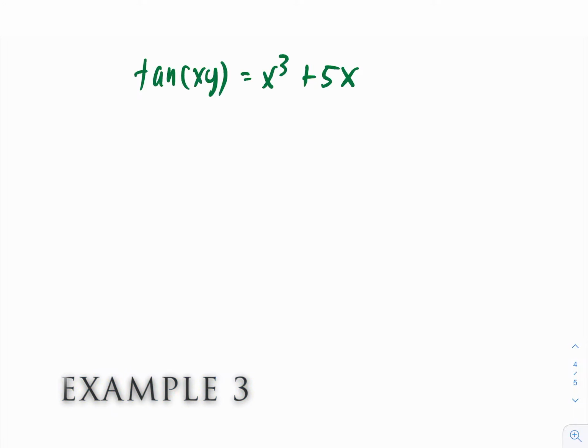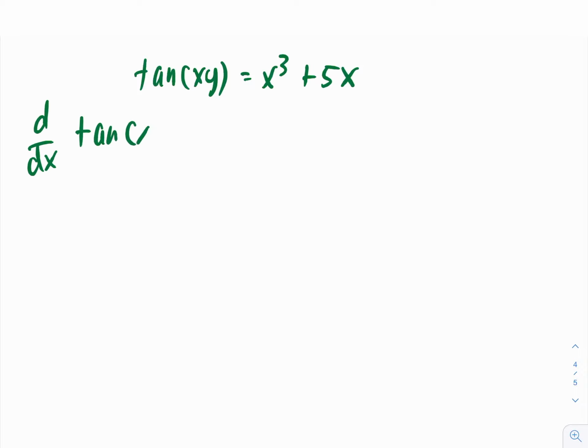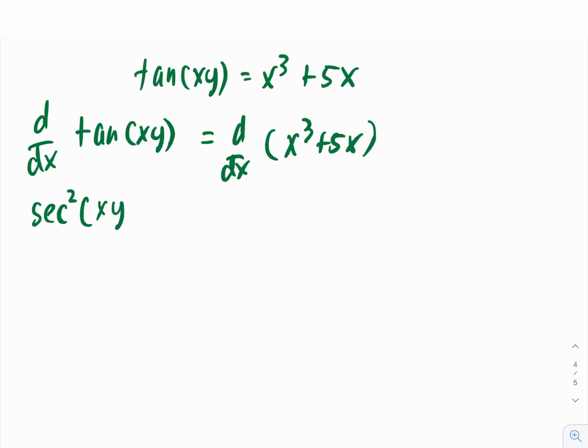Next, we have tan(xy) = x³ + 5x. So we want to find dy/dx. As usual, we have to differentiate both sides with respect to x. So d/dx for tan(xy) and d/dx for x³ + 5x. If we differentiate tangent, we'll have secant squared with the same angle, but we have to differentiate the inner function here, so d/dx of xy, equals, on the right hand side, 3x² + 5.